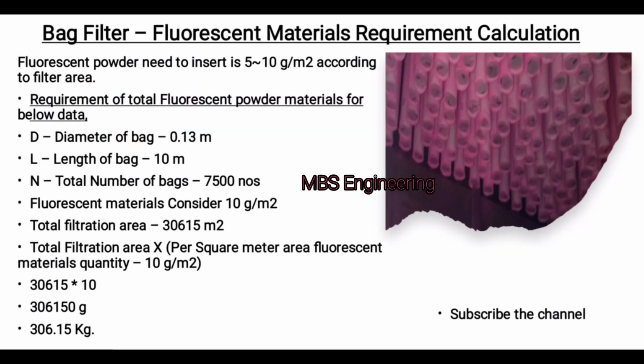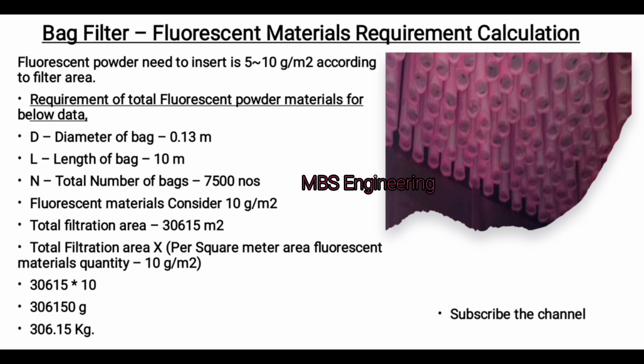Next, we are going to calculate the requirement of total fluorescent powder materials for filter bag leakage detection works with the below given data. D, diameter of the bag, 0.13 meters. L, length of the bag, 10 meters. N, total number of bags, 7500 numbers. Total filtration area, 30,615 square meter. Fluorescent powder considered 10 grams per square meter of filter bags.